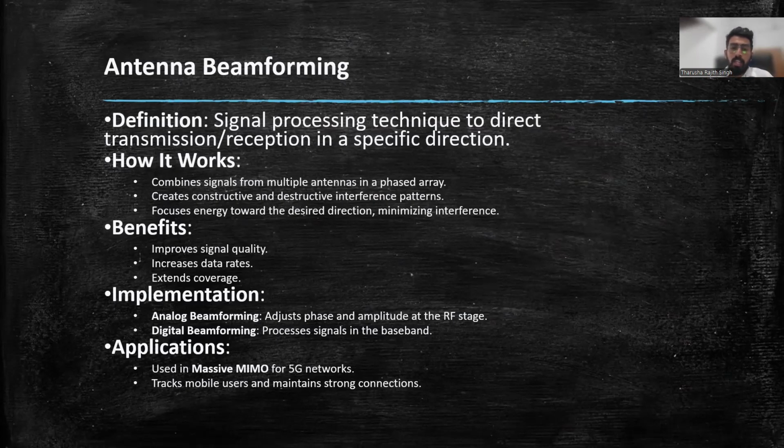So beamforming can be implemented using analog and digital techniques. Analog beamforming adjusts the phase and amplitude of the signal at the radio frequency stage. This is simpler but less flexible. Digital beamforming processes signals in the baseband, allowing for more precise control and flexibility. This is commonly used in modern systems like 5G.